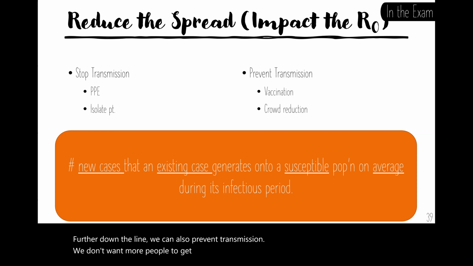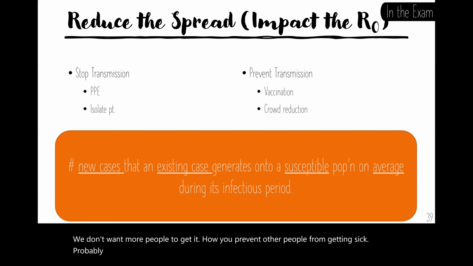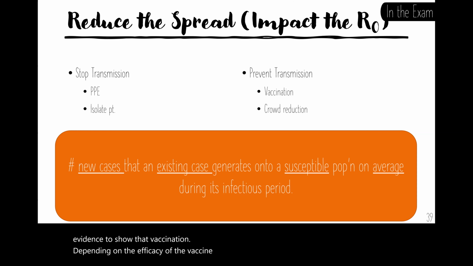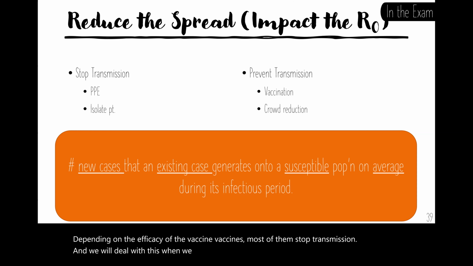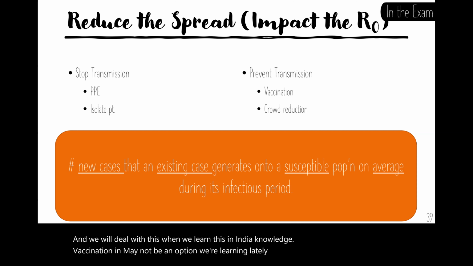How do you prevent other people from getting sick? Well, probably the number one way we've done it effectively on this planet, and we have plenty of evidence to show that, is vaccination, right? Depending on the efficacy of the vaccines, most of them stop transmission. And we will deal with this when we learn immunology, right? But vaccination may not be an option, as we are learning lately, right? We'll then reduce the crowds, prevent the transmission, right?